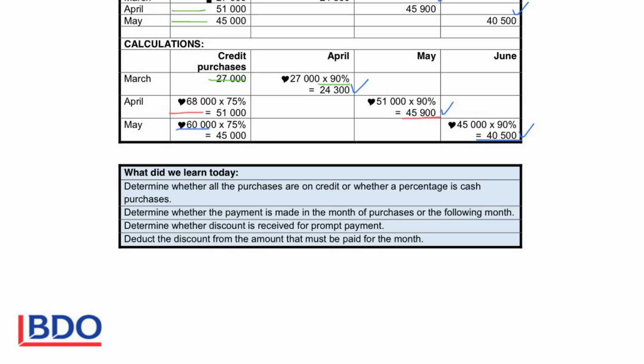Thirdly, you must determine whether there's discount received. If you receive discount, it means you must determine what is the amount that you have to pay. So determine the payment for that month, deduct the discount from that payment to see how much will actually be paid. And that will give you the actual figure that you have to put onto the creditor's payment schedule.